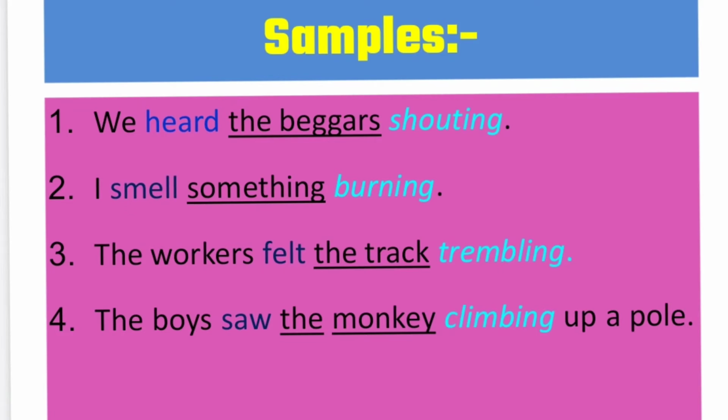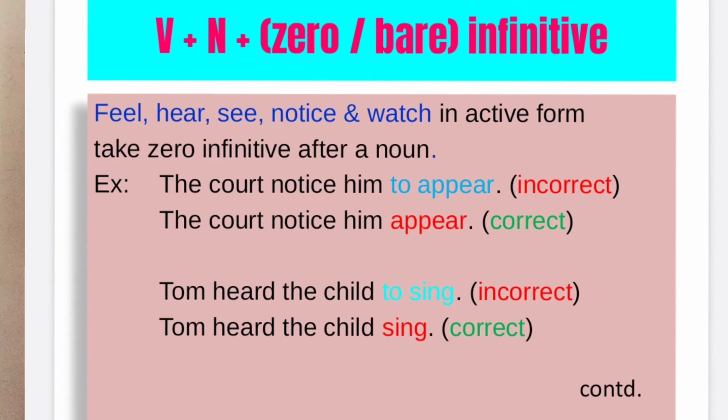Okay. Now move to another structure, that is verb plus noun plus zero or bare infinitive, or we can also say verb plus noun plus infinitive. Some verbs are repeated here: feel, hear, see, notice and watch. These are the sensual verbs. In their active form, active voice, they take zero infinitive after a noun.